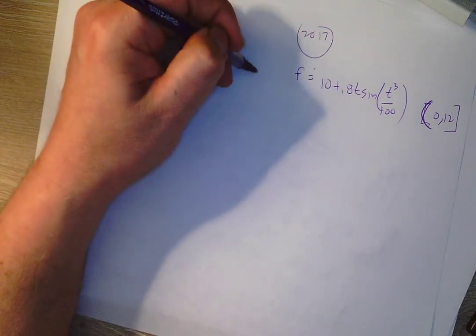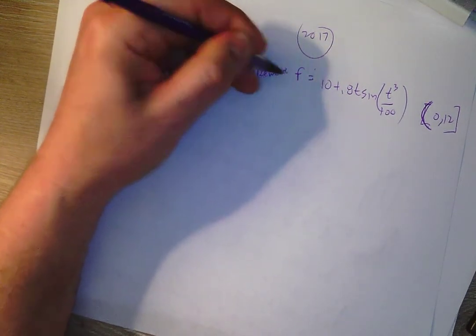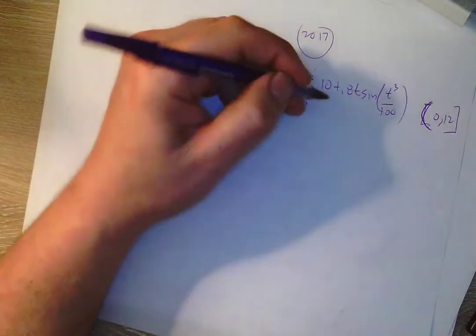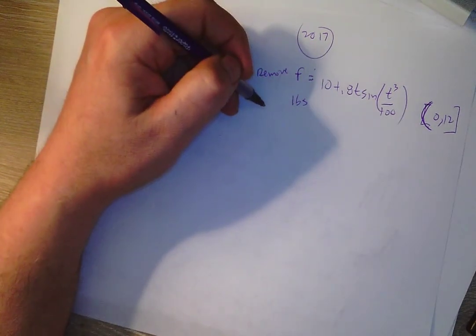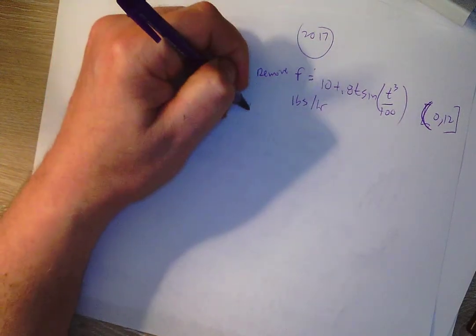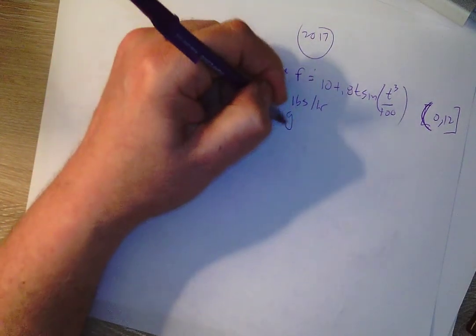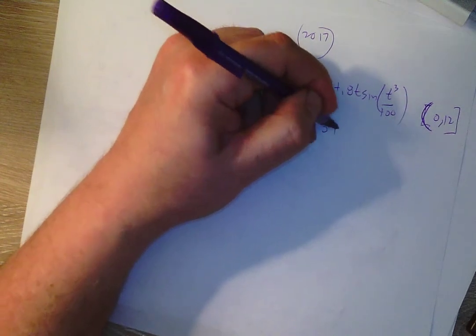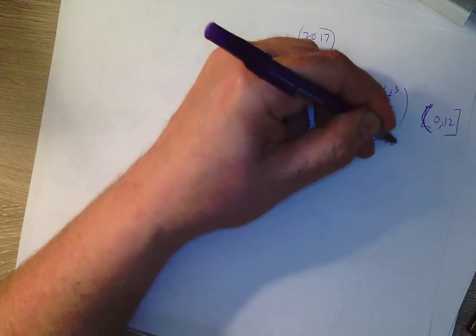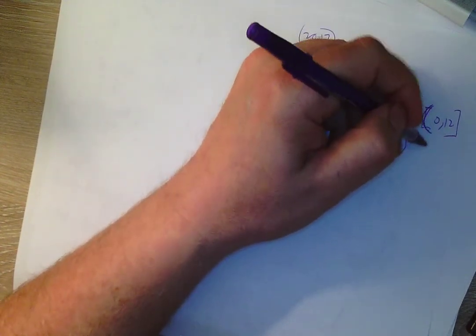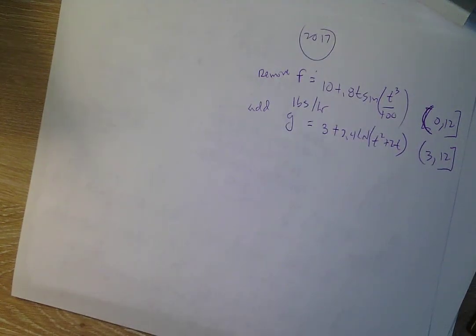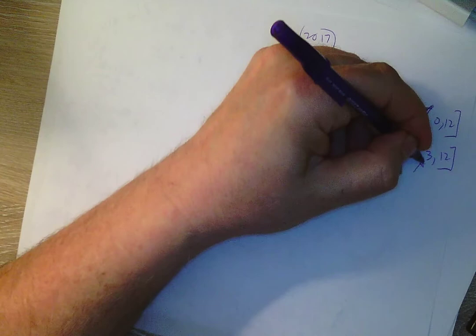And this is removed. And the units here are pounds. Is that a rate? It's a rate. That's pounds per hour. And the store clerk adds them at a rate of G, 3 plus 2.4 ln t squared plus 2t. And that's only on 3 to 12. Pay attention to that difference. That's important.